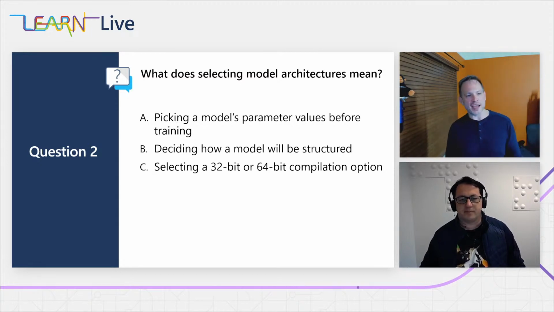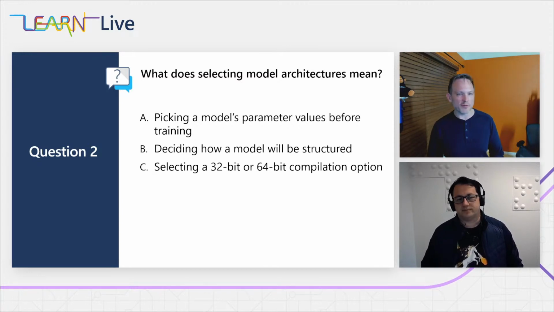Let's jump up to A. Is it picking a model's parameter values before training? That's wrong for a couple of reasons. For one thing, it's just not what architecture is. But also, of course, we might pick hyperparameters, but parameters are things that are trained. So it's definitely not A.